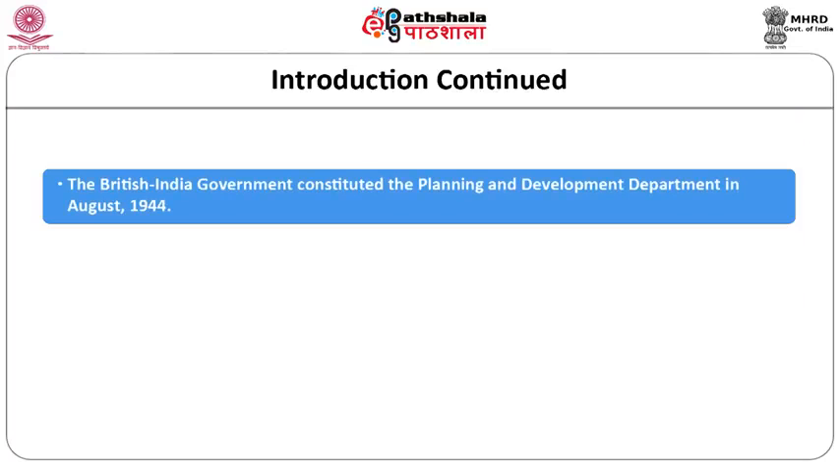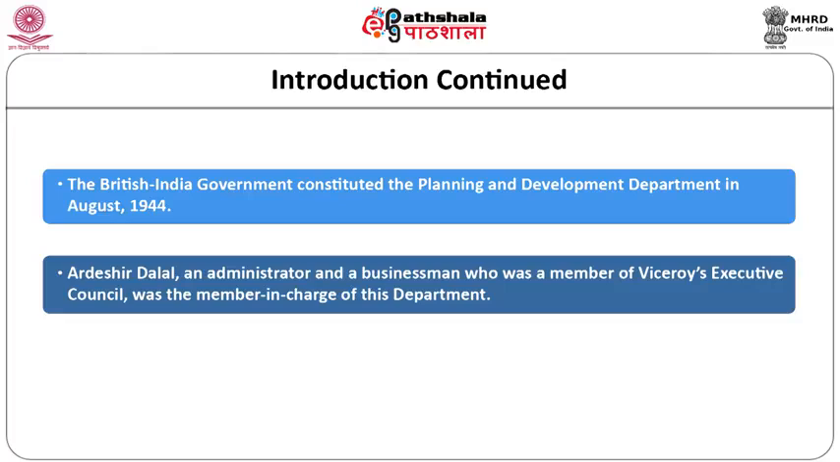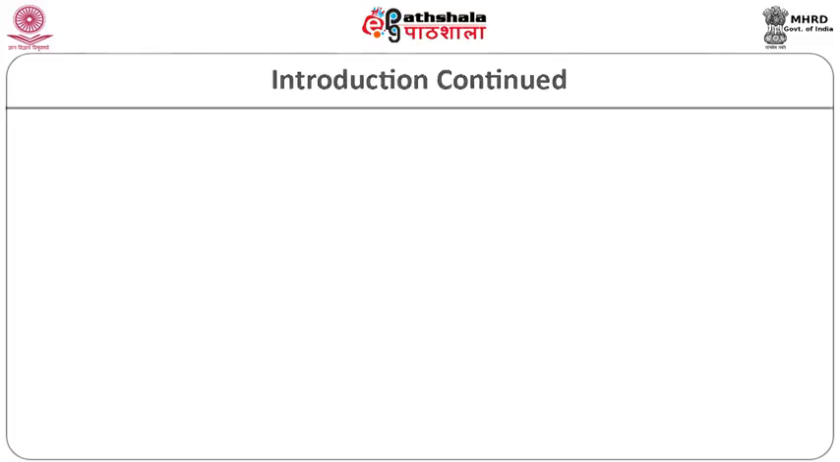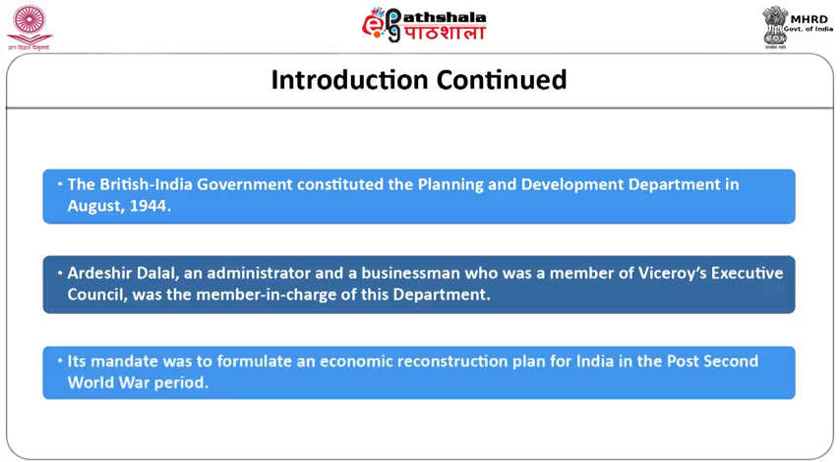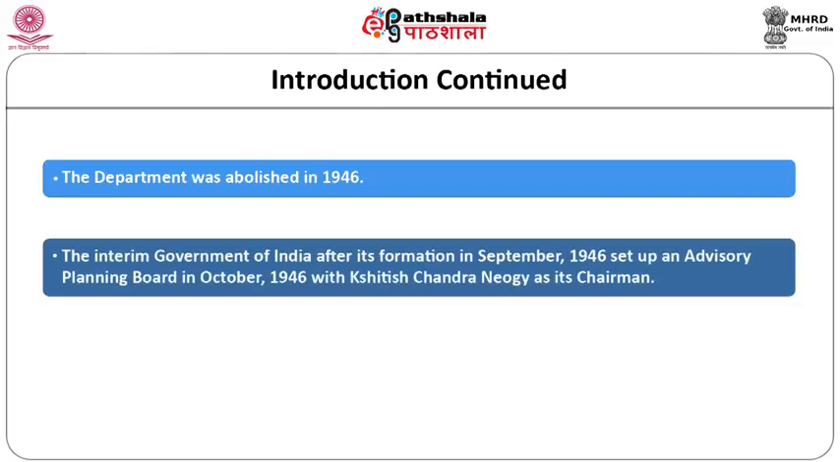The British Indian government constituted the Planning and Development Department in August 1944. A. Dalal, an administrator and businessman who was a member of the Viceroy's Executive Council, was the member in charge of this department. Its mandate was to formulate an economic reconstruction plan for India in the post-World War period. The department was abolished in 1946.